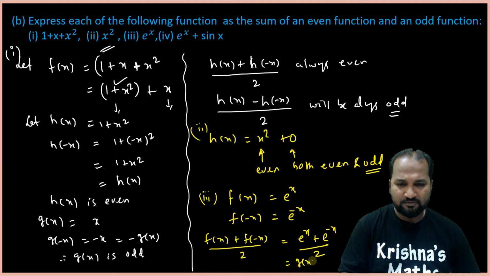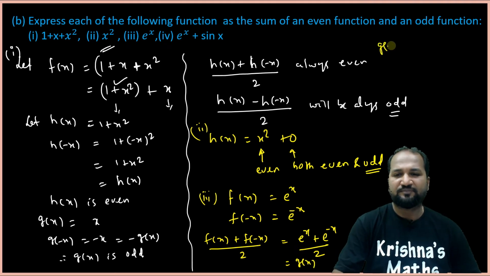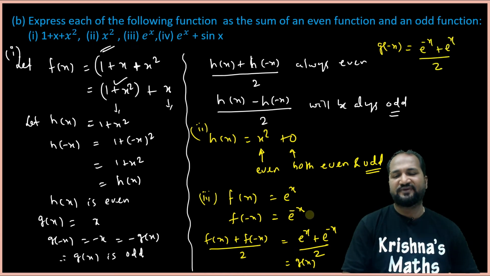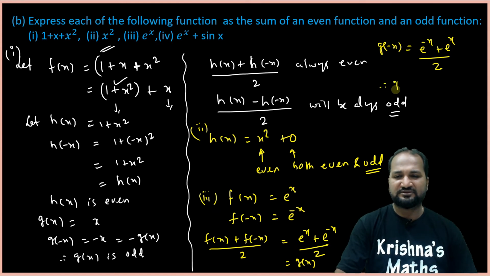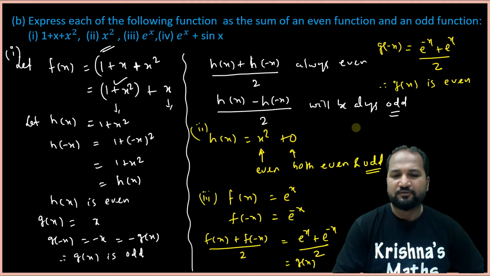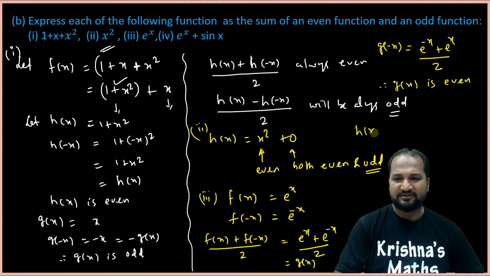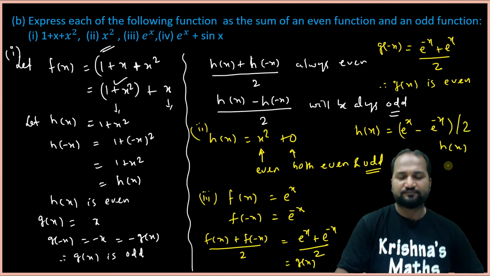This is equal to g of x. So g of minus x equal to कौन हो e raised to minus x हो plus e raised to plus x है divide by 2. So g of x equal to g of minus x, therefore g of x is even. And जब h of x is equal to e raised to x minus e raised to minus x divided by 2, then h of x will be odd.